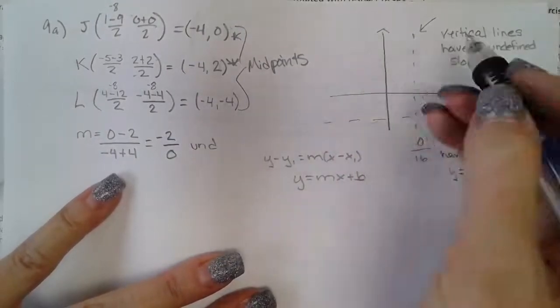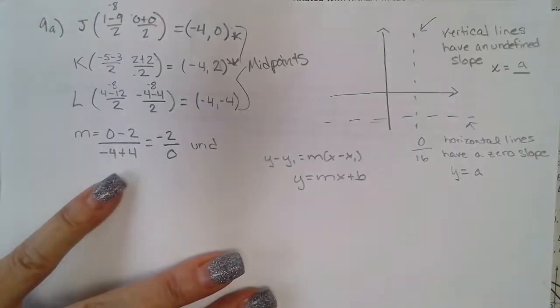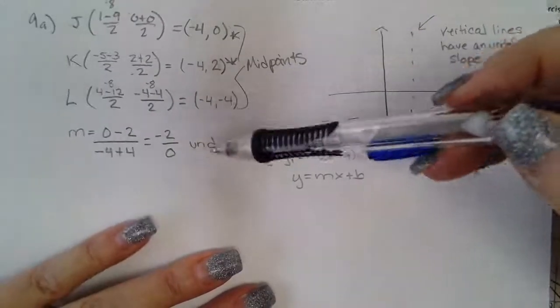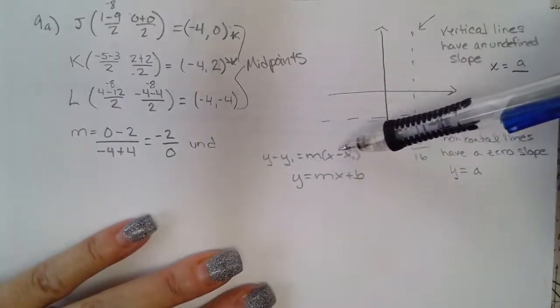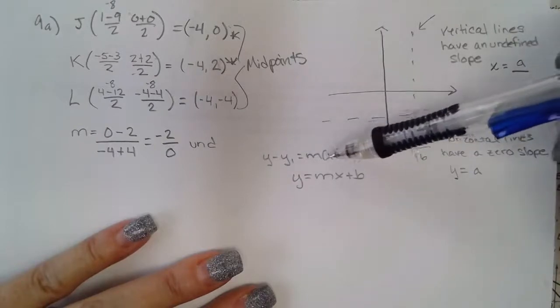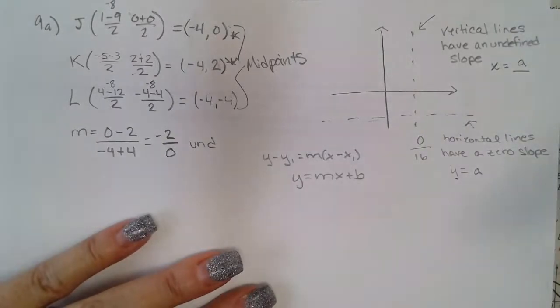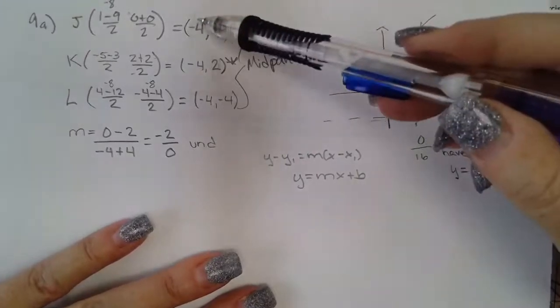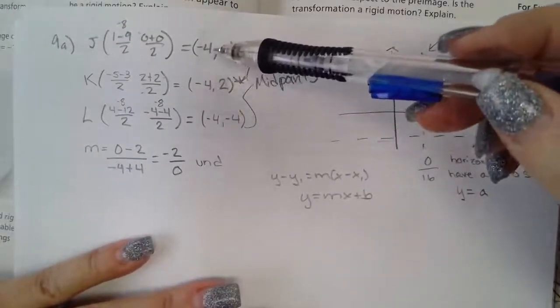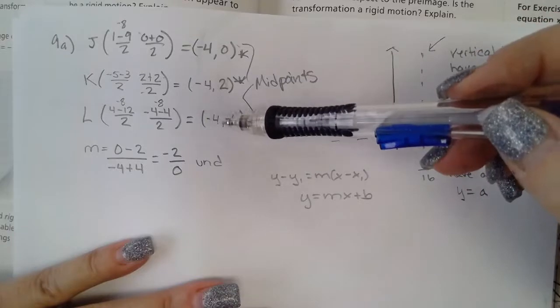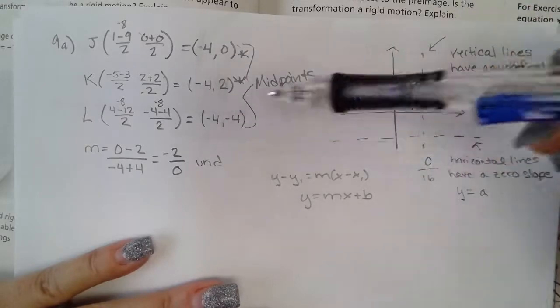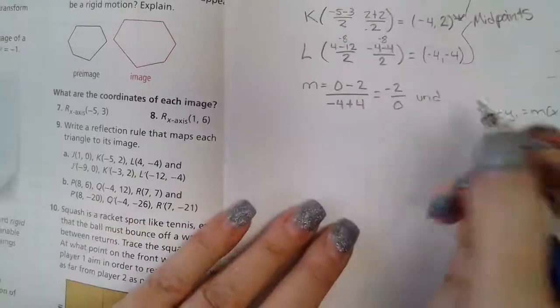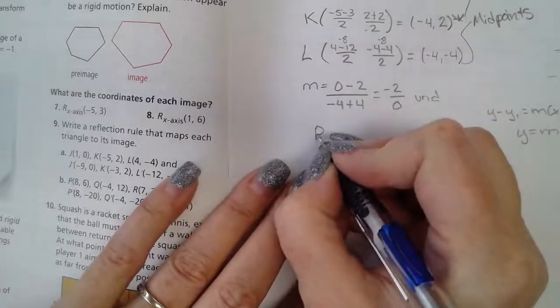So if I tried to do this with this slope, if I plug an undefined slope into this right-hand side, it's going to make that whole right-hand side undefined, isn't it? So can I solve it algebraically? No. So I have to look up here, and we notice that it's negative 4, negative 4, negative 4. So they're all reflecting across what line? The x at negative 4, isn't it? So my rule that I'm going to write for this is just r x equals negative 4.